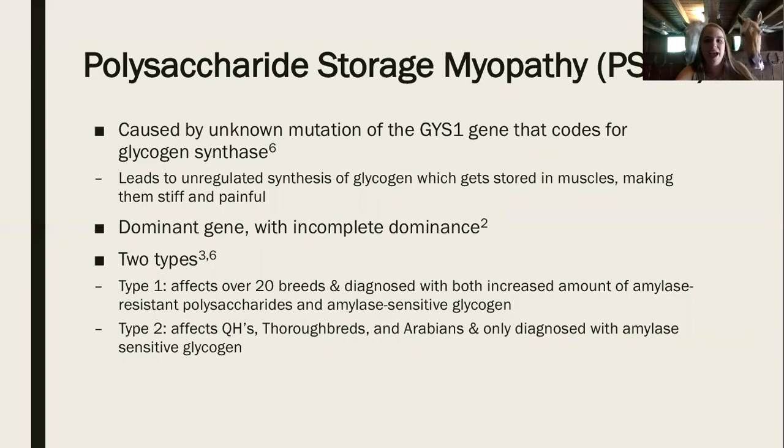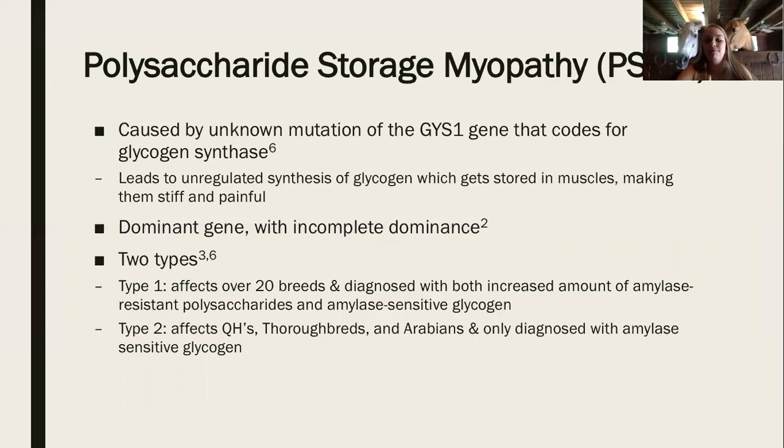All right, moving on. We have polysaccharide storage myopathy. They are not completely sure of the exact mutation that PSSM is responsible for, but they know that it is on the GYS1 gene. This gene codes for glycogen synthase. So the mutation will cause unregulated synthesis of glycogen to occur. So this excessive amount of glycogen that has now been produced will be stored in the muscles. This will make muscles stiff and painful, so the horse is not going to be happy, not going to want to move. It is a dominant gene like HYPP with incomplete dominance.